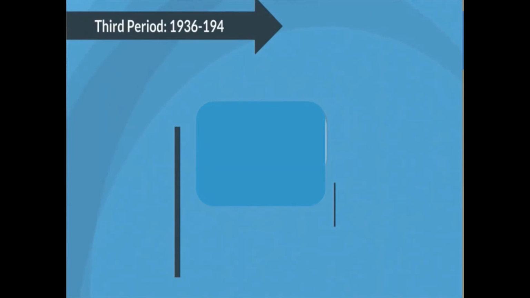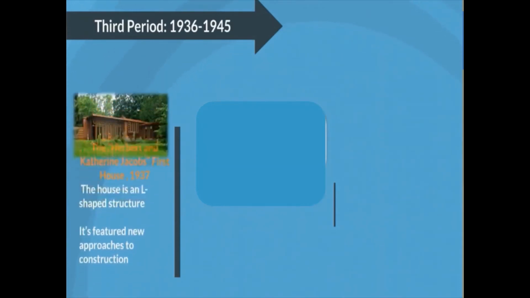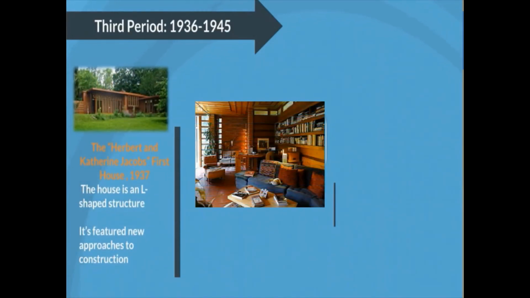To the third period, 1936 to 1945. We'll talk first about the Herbert and Catherine Jacobs first house, 1937. The house is an L-shaped structure and featured new approaches to construction.